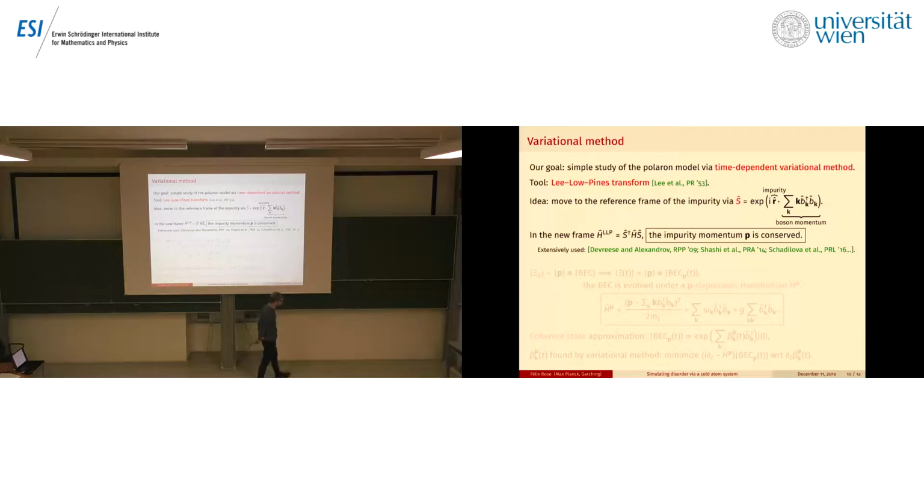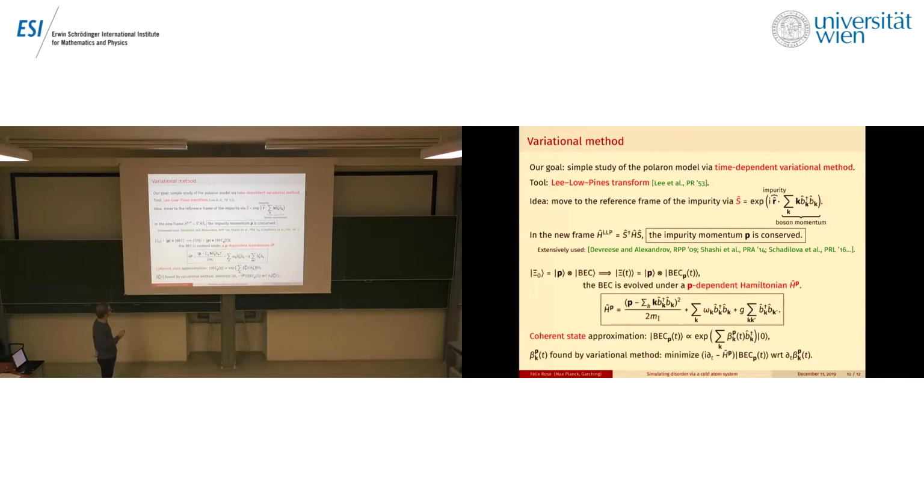It consists of 2 steps. The first one is to use the celebrated Lee-Low-Pines transform, which is simply the idea to go to the reference frame of the impurity via this unitary transform. In the initial problem for the Bose polaron, the impurity and the bosons have no interactions among themselves, but of course there are interactions between these 2 species. By doing so, you go to the reference frame of the impurity, where its momentum is conserved. So if you prepare the system in a plane wave for the impurity and a Bose-Einstein condensate, after this transform, the impurity will remain in the same plane wave, which is simple, while you will have picked up interactions for the bosonic part.